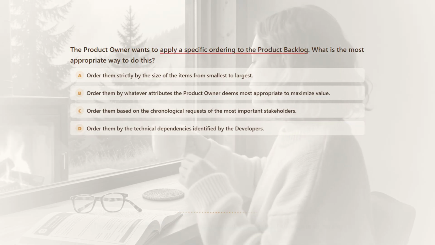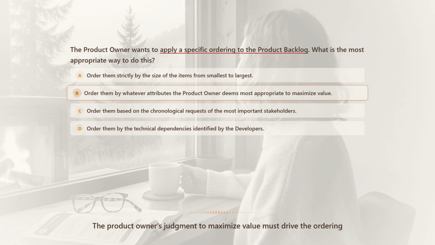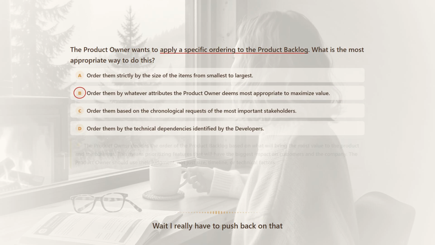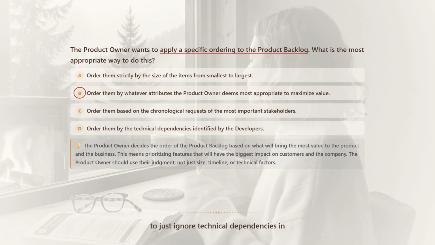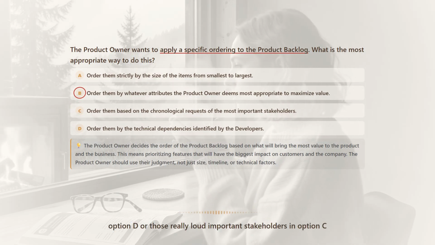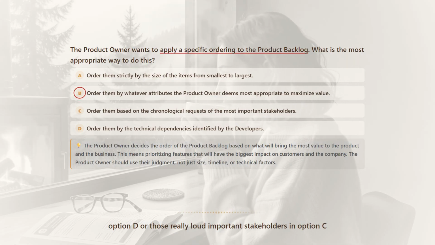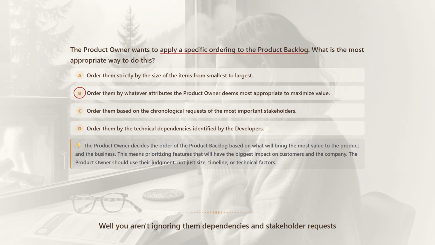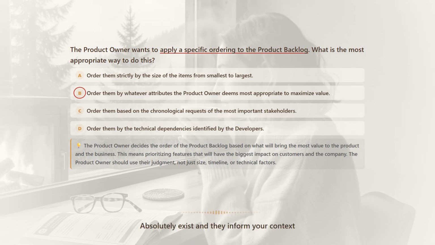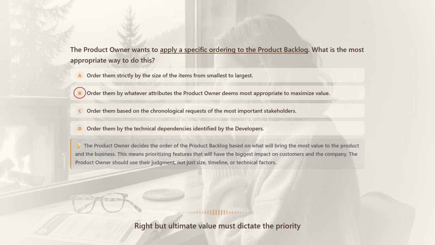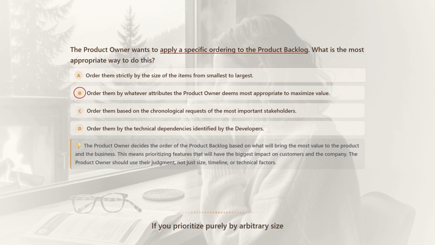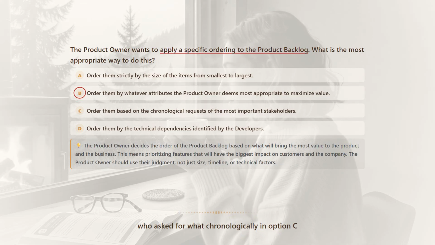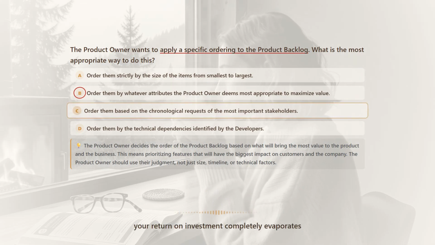We're looking at option B here. The product owner's judgment to maximize value must drive the ordering. Wait, I really have to push back on that. As a product owner, isn't it incredibly risky to just ignore technical dependencies like in option D, or really loud, important stakeholders in option C? Well, you aren't ignoring them. Dependencies and stakeholder requests absolutely exist, and they inform your context. Sure, they're part of the picture. Right. But ultimate value must dictate the priority. If you prioritize purely by arbitrary size, which makes option A incorrect, or just who asked for what chronologically in option C, your return on investment completely evaporates.